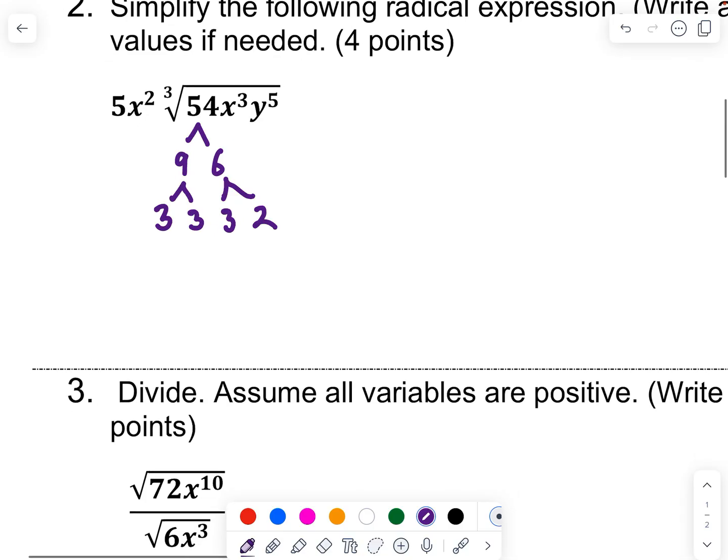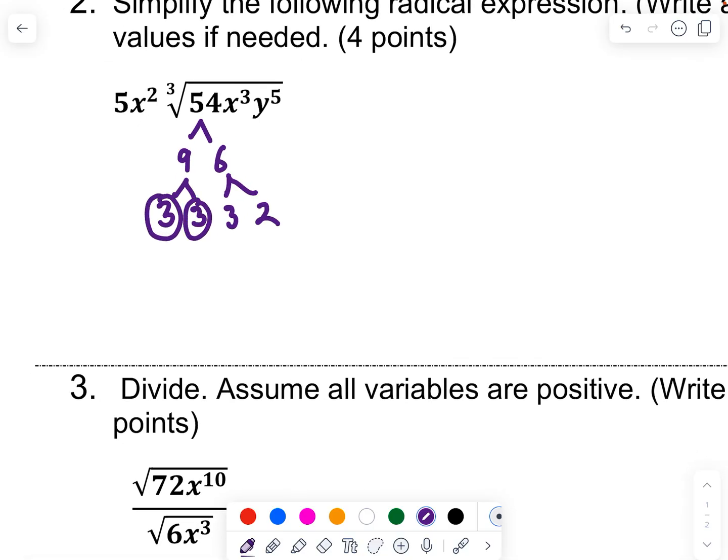Okay, so 54 is the same thing as 3 times 3, notice 9, times 3 times 2. You've got your 9 times your 6, and I broke it down as far as the prime factorization. I am ready to write down what I'm going to be simplifying.